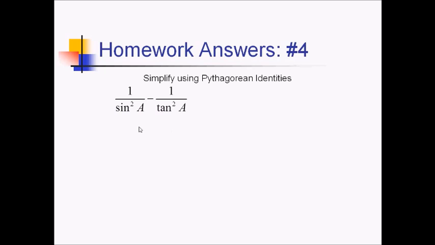One other thing we could do is try to get rid of these fractions altogether. So for example, we could write this as cosecant squared of a, and 1 over tan squared of a is equivalent to cotan squared of a.